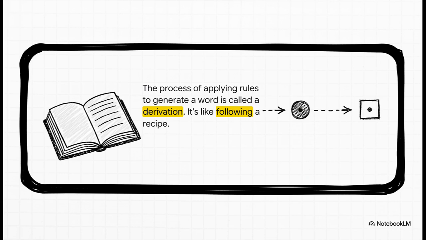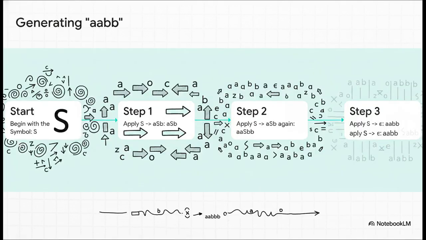Well, the process of using these rules to create a word is called a derivation. It's kind of like following a recipe, one step at a time, to bake a cake. Let's try to generate the word ABAB. We always start with our start symbol, S. Then we apply a rule. Let's say S can become ASB.